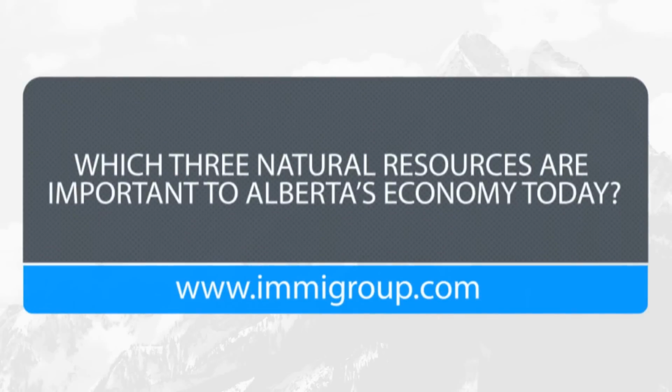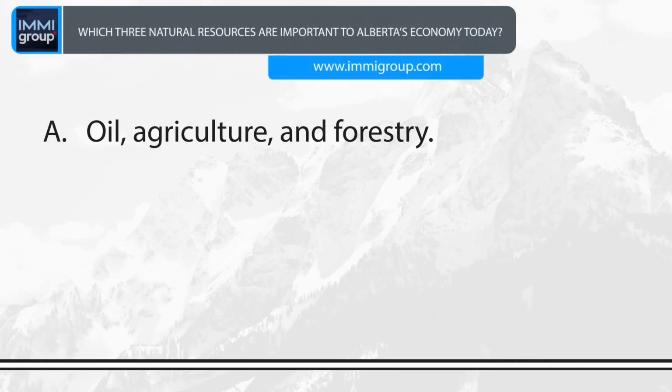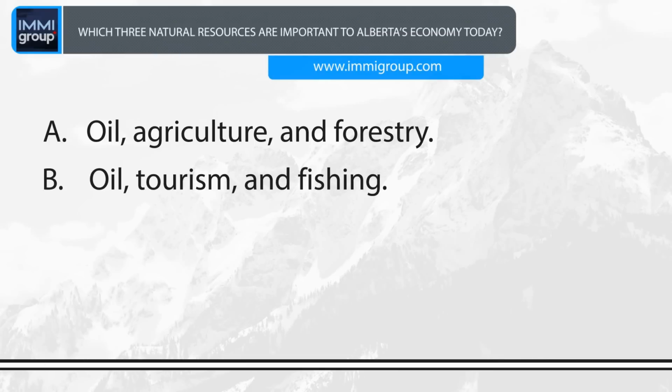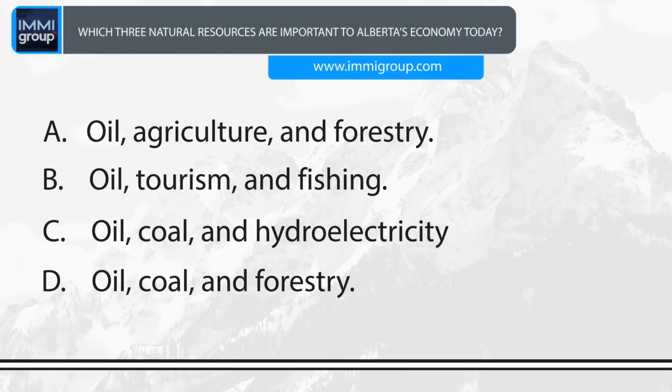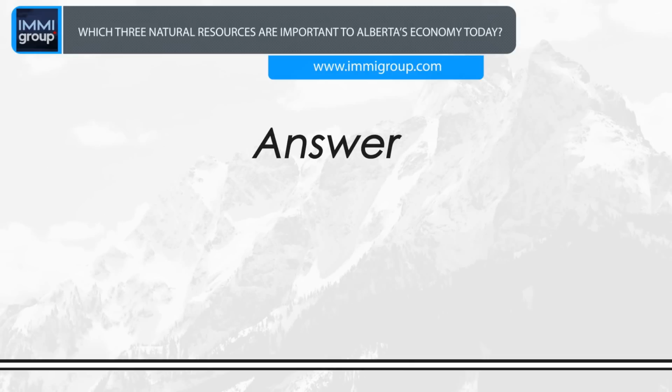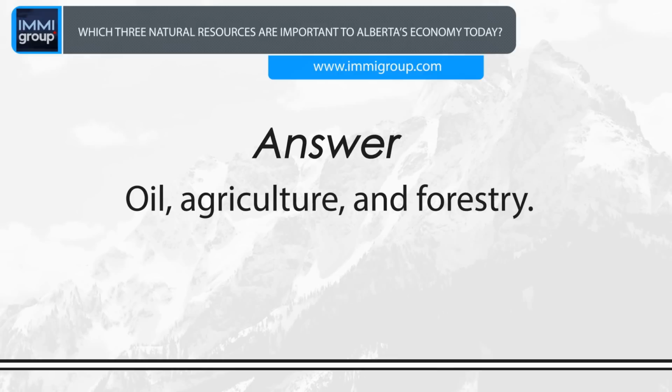Which 3 natural resources are important to Alberta's economy today? A. Oil, agriculture and forestry. B. Oil, tourism and fishing. C. Oil, coal and hydroelectricity. D. Oil, coal and forestry. Answer: oil, agriculture and forestry.